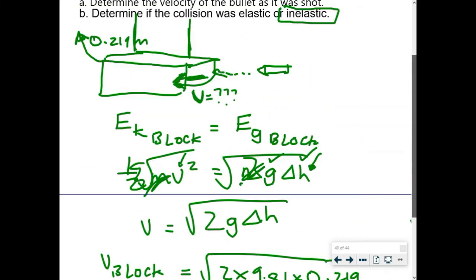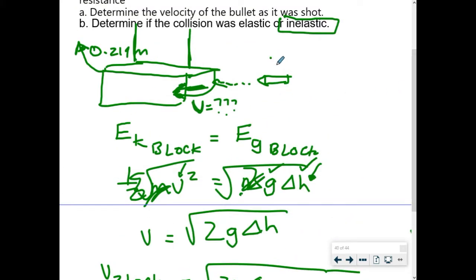If I go back up in my picture, this bullet had a velocity originally. Its initial velocity is what we don't know. This block has a final velocity now of 2.07 meters per second. Because what was the block's initial velocity? Nothing. Wasn't the block at rest originally? So the block went from 0 up to 2.07. The bullet must have gone from really fast down to 2.07.